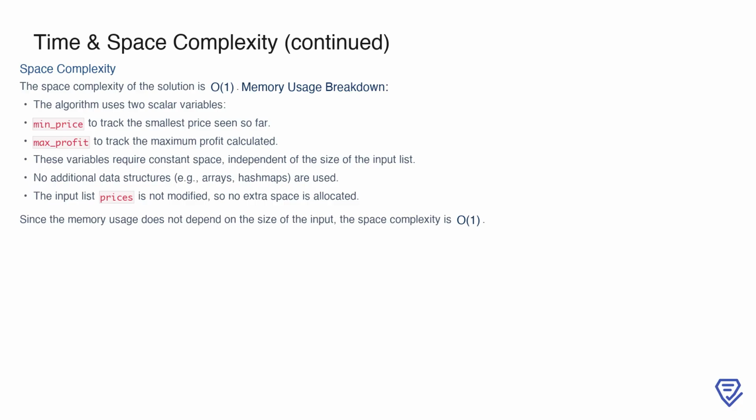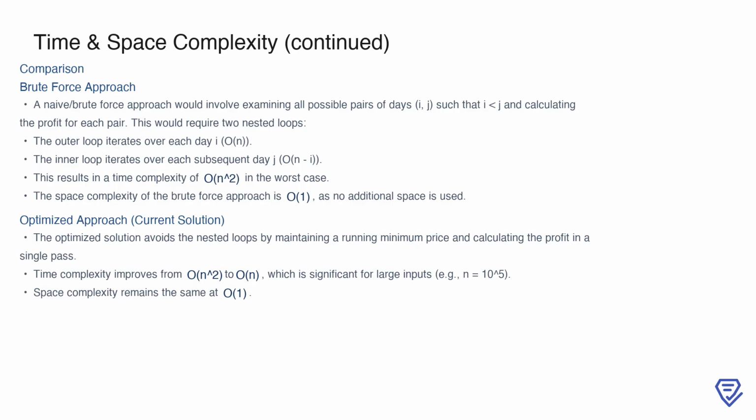Scalar variables require constant space, regardless of how large the input list is. Additionally, no additional data structures like arrays or hash maps are used, and the input list itself is not modified, so no extra memory is allocated. Since the memory usage remains constant and does not depend on the size of the input, the space complexity is O(1). To better understand the efficiency of this solution, let's compare it with the brute force approach.